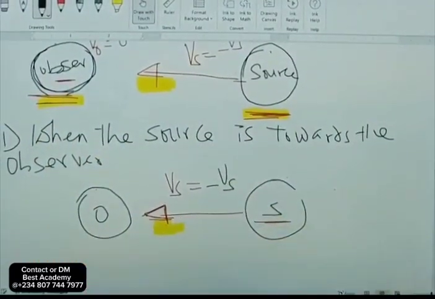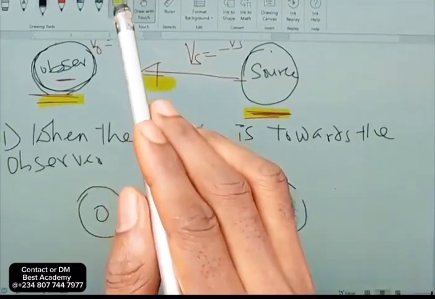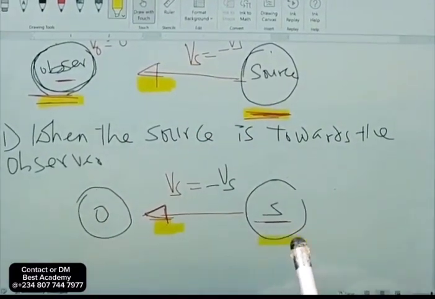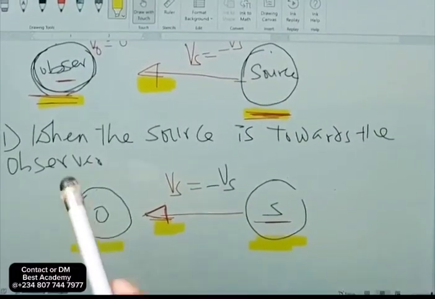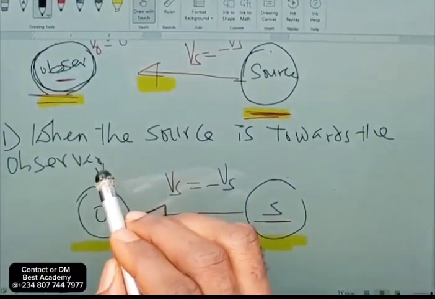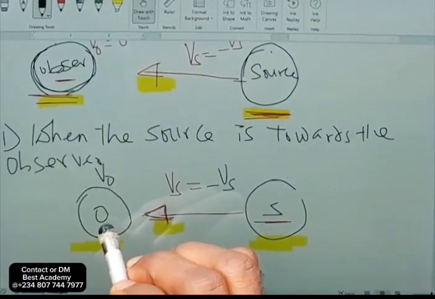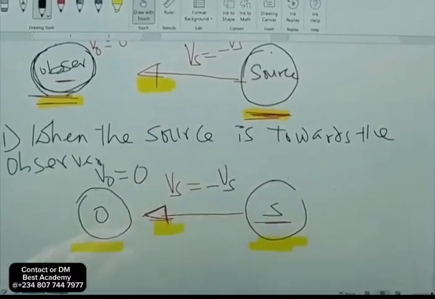So we have this to be minus vs. Please take note. If this source here is moving, that means this should be at rest. So velocity at rest or stationary should be v naught, which is the observer velocity, and it should be equal to what? 0. Please take note.